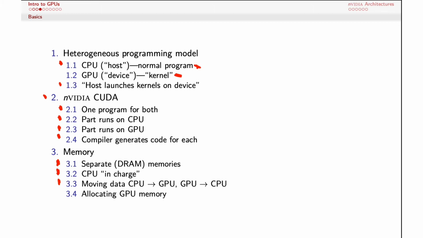So again, the CPU remains in charge, as I've said here, in the sense that it allocates storage both for it and for the GPU, and it moves data back and forth between it and the GPU.